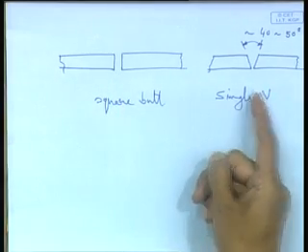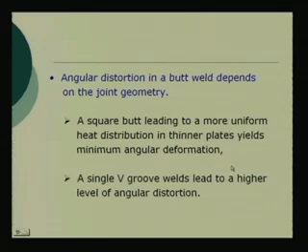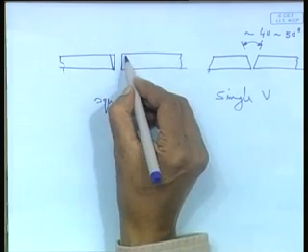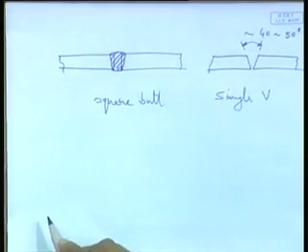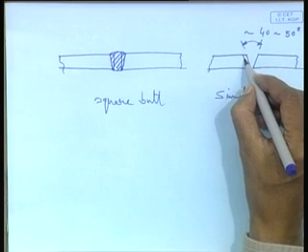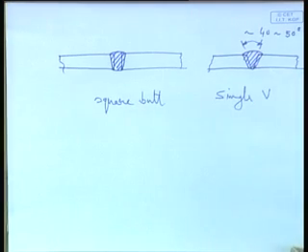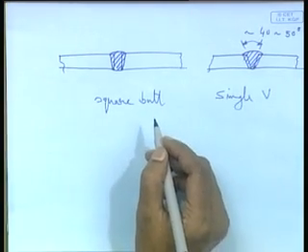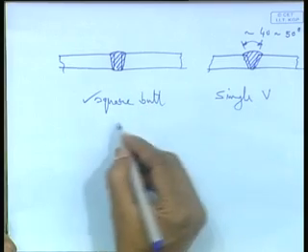Why are we going for narrow gap? Essentially to reduce deformations, because here we see a square butt leading to a more uniform heat distribution in thinner plates, yielding minimum angular deformation. Because when it is a square butt, what happens? Your fusion zone is also like this. So more or less it is uniform at the top and the bottom. The difference is very less, but when it is a V groove, the difference is quite substantial, as you can see. Difference is quite substantial. So in thinner plates, of comparatively lesser thickness, you go for square butt, right?